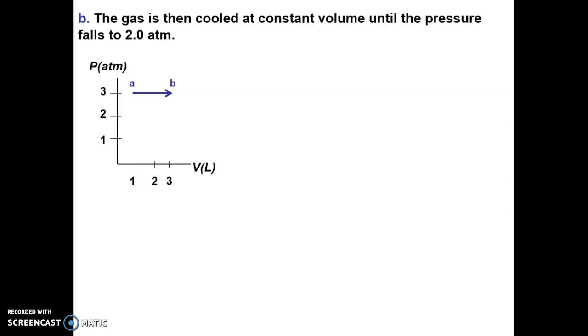Alright, the gas is then cooled at a constant volume until the pressure falls to 2. So our pressure is going to go from 3 to 2. Gas is cooled. Volume will stay constant. How much work is done? No work. There's no area under that curve.